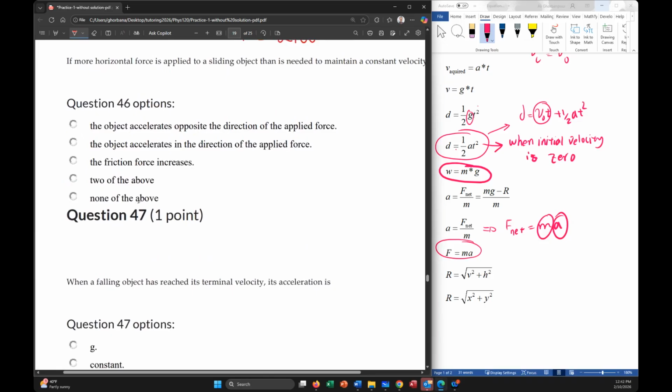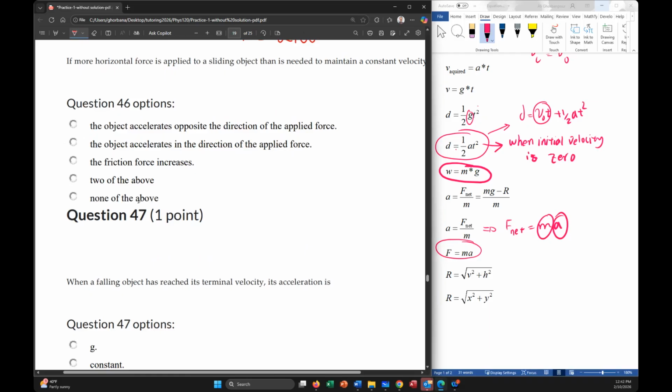More horizontal force is applied to a sliding object. Okay, what happened? The object will accelerate less or accelerate in the opposite direction, or accelerate more in the direction of the applied force. Good. The friction force increases, two of the above, and none of them.